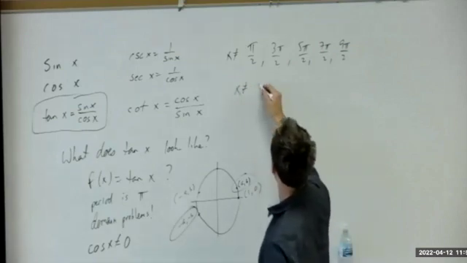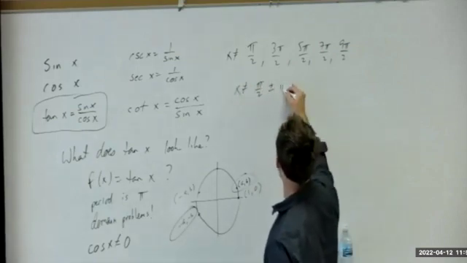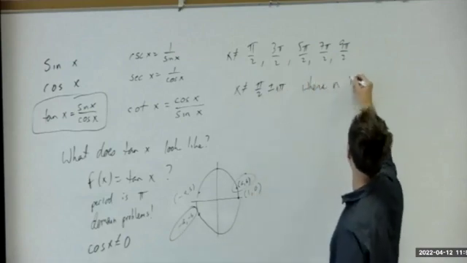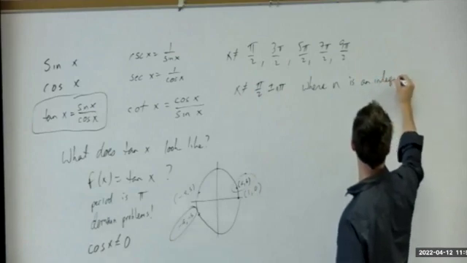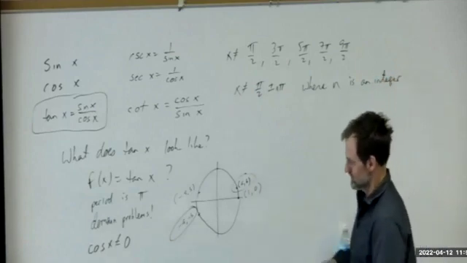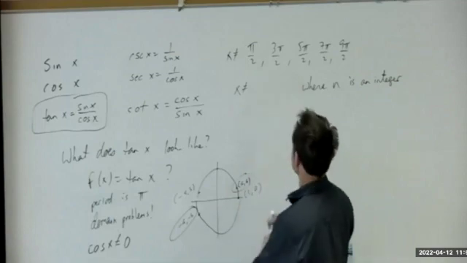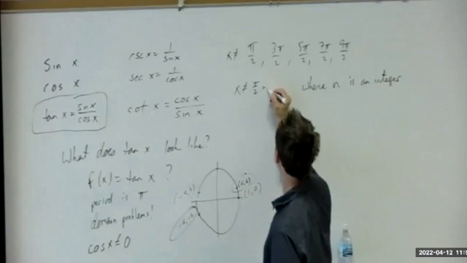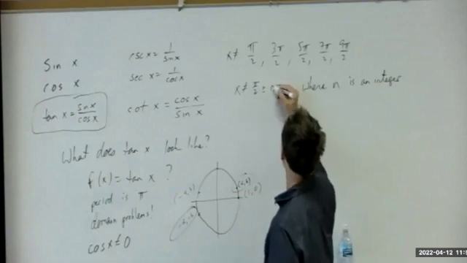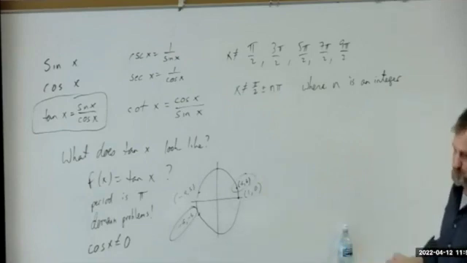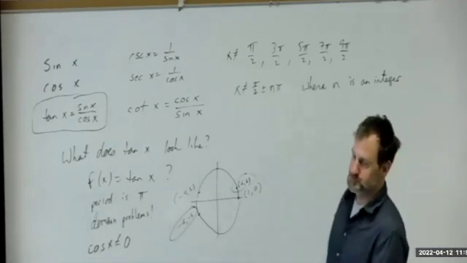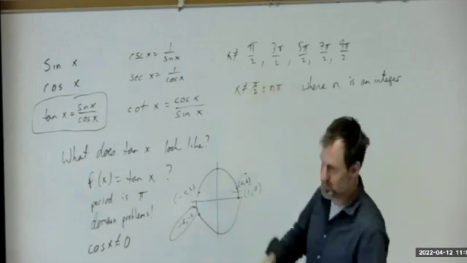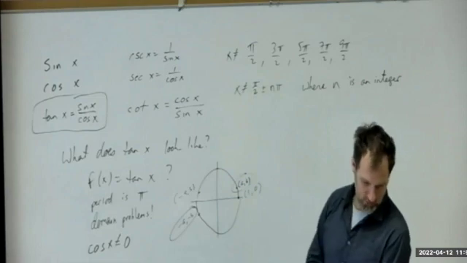Here, if you want to get fancy, pi halves plus or minus n pi, where n is an integer. Let me clean this up. X should not be equal to pi halves plus or minus n pi, where n is an integer. This is the symbolic way to say every single domain problem in one sentence.